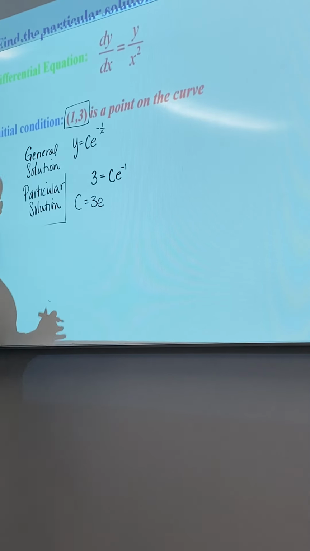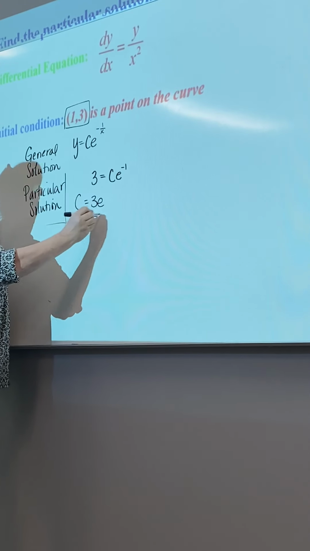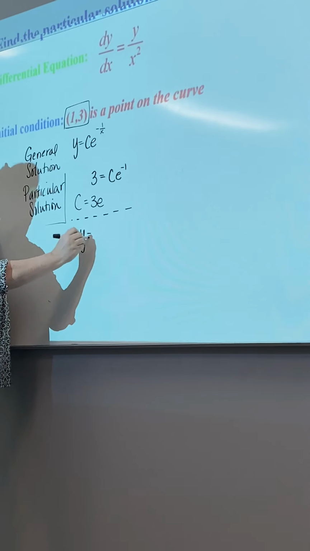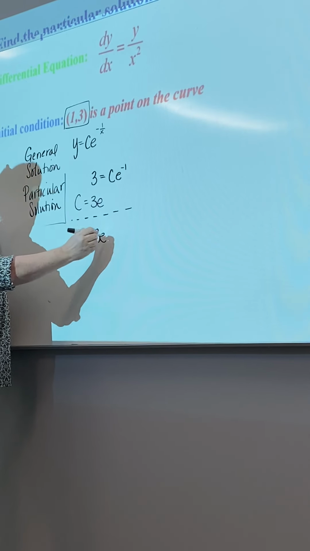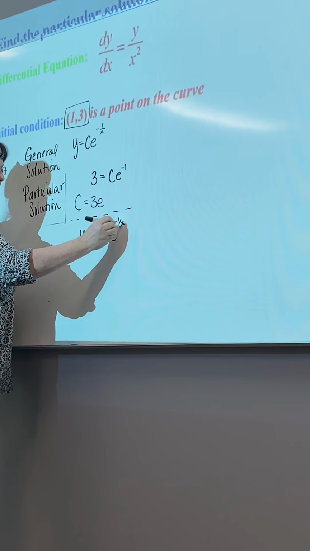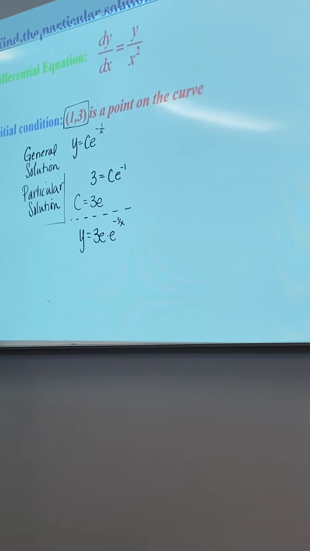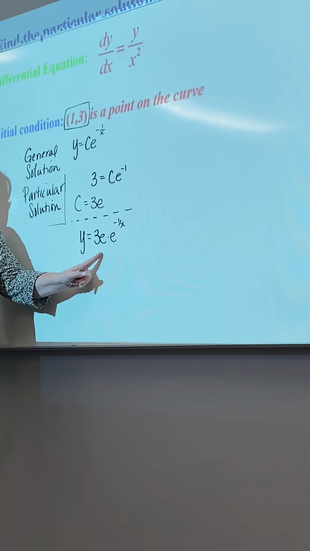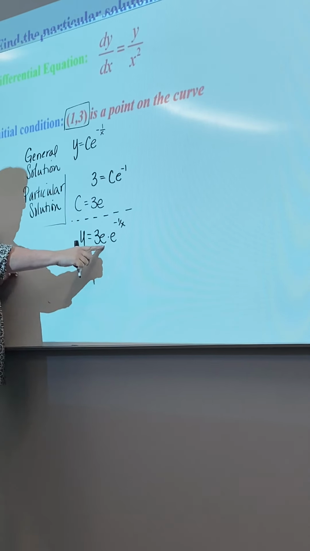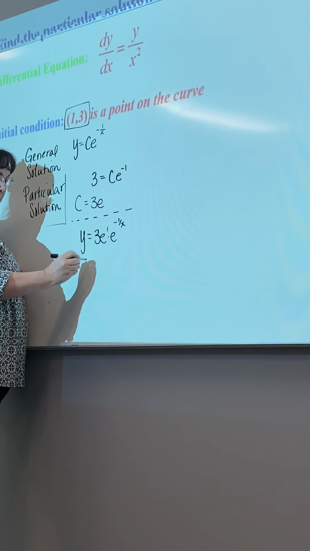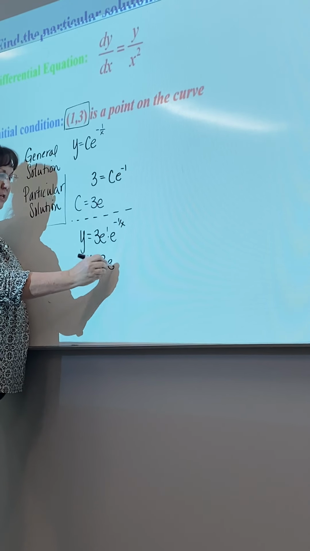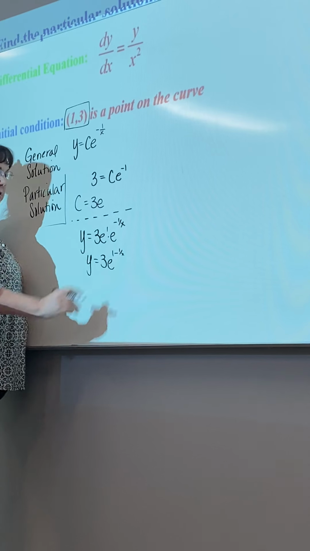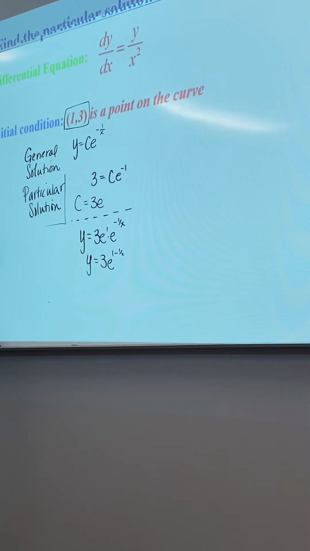Okay, so my final equation though is not that. Nobody cares what c is. We care what the equation is. So y equals c, which is 3e, times e to the negative 1 over x. And guess what? They will not leave the answer like that. They're not gonna leave the answer with e written right next to itself. But what's the exponent on this e? 1. So that would be y equals 3e to the 1 minus 1 over x, because you add exponents.